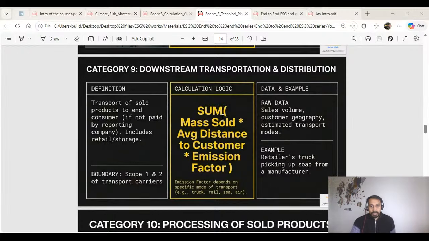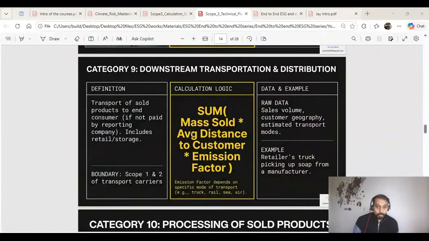Category 9, downstream transportation, is very similar. This is transport of sold products when customers pay for the shipping. For example, if you have a company and order on Amazon on a bulk scale, all the downstream transportation is done by Amazon; the mass shipped is multiplied by the emissions factor, and that gives you the overall downstream transportation emissions. The sources can be retail and FMCG companies.